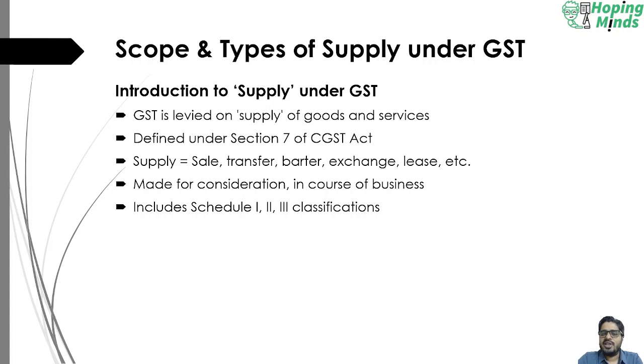Also, the definition is further expanded via Schedule 1, 2 and 3, wherein Schedule 1 constitutes the activities treated as supply even without consideration. Schedule 2 constitutes activities to be treated as supply of goods or services, and Schedule 3 constitutes activities that are neither supply of goods nor services.